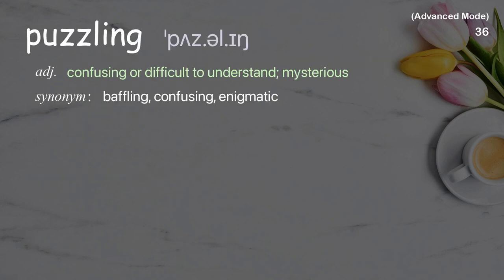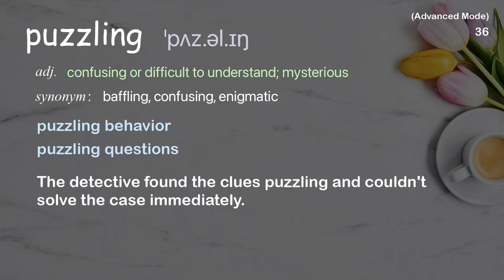Puzzling. Confusing or difficult to understand, mysterious. Examples: puzzling behavior, puzzling questions. The detective found the clues puzzling and couldn't solve the case immediately.